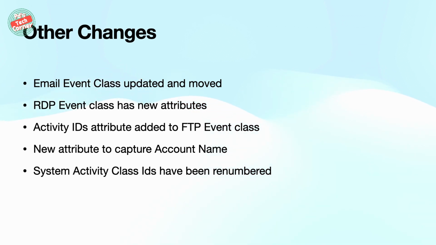A new attribute, account name, has been added. This is to capture things like AWS account name. Then system activity class UIDs have been renumbered, for example file system which was previously 0 is now 1, kernel extension was previously 13, it's now 2, kernel is 3, and so on.